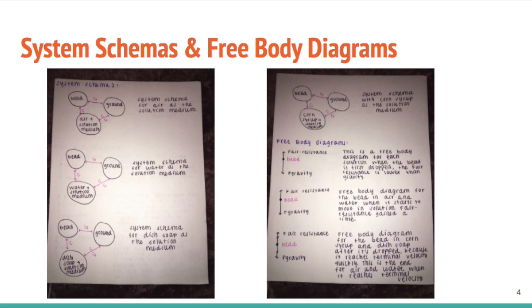Our free body diagrams show first the air resistance is much lower than the force of gravity because when the ball is first dropped, the air resistance is not as great and the gravity is pulling it down. The second free body diagram shows that the air resistance is a little bit greater, but still not equal to gravity because it's right when the ball starts to move, so the force of gravity is still stronger. Finally, the air resistance and the gravity do equal each other because that is when the ball reaches its terminal velocity, and that means that the air resistance and the force of gravity would be equal.